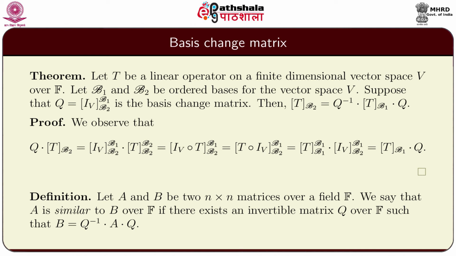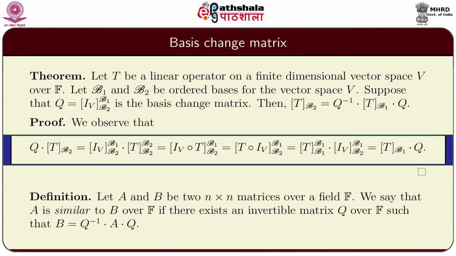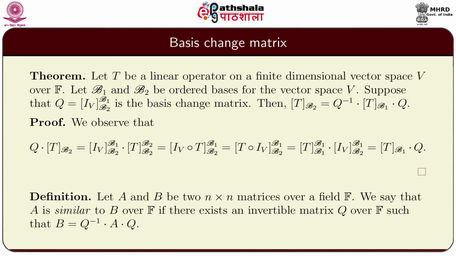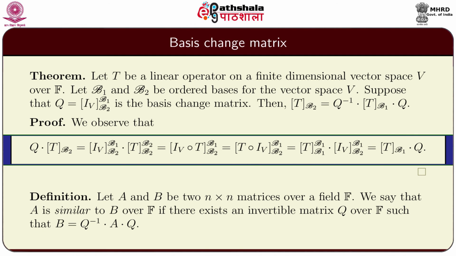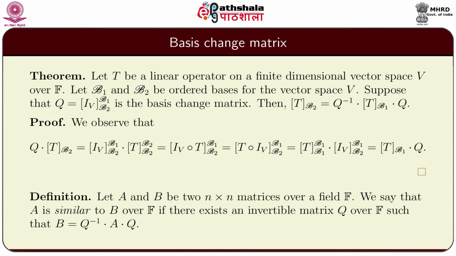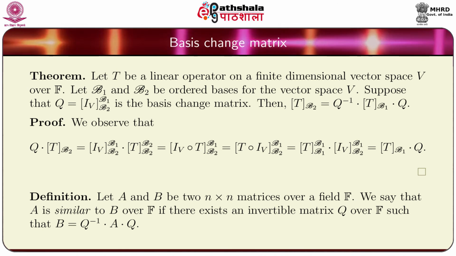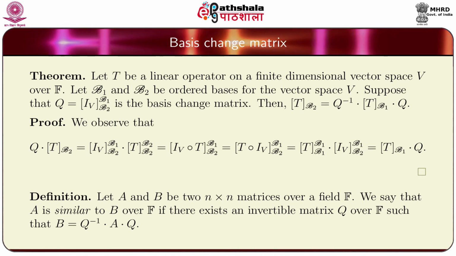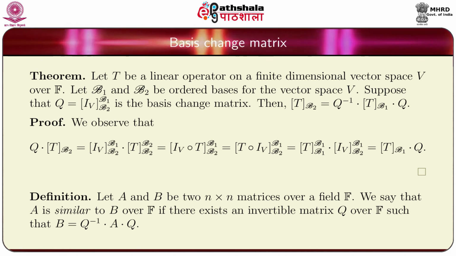How to prove this? We observe that Q times [T]_B2 is nothing but [I_V]_B2,B1 times [T]_B2,B2, because [T]_B2 means [T]_B2,B2, we have already made this remark before, and by the theorem we proved that the matrix representation of the composition map is the product of the individual matrices. So, it is equal to [I_V composition T]_B2,B1, but we know that I_V composition T is the same as T composition I_V. So, this is equal to [T composition I_V]_B2,B1, and that is [T]_B1,B1 times [I_V]_B2,B1, but [I_V]_B2,B1 is Q, therefore, this is [T]_B1 times Q, and therefore, Q [T]_B2 Q inverse is equal to [T]_B1. This proves the theorem.